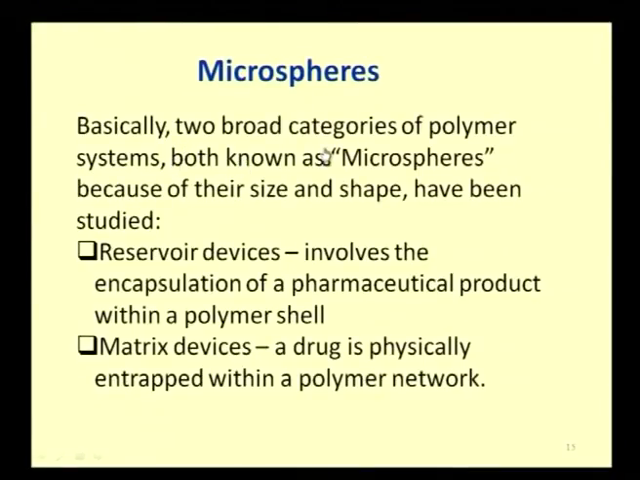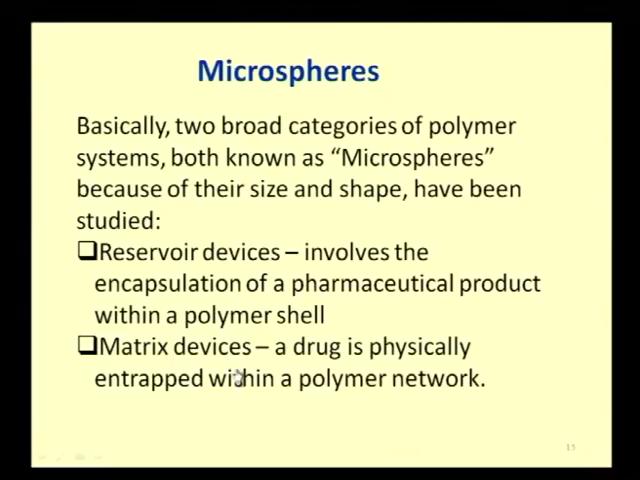What are microspheres? Basically, two broad categories of polymer systems are being used generally, and such systems you call microspheres. This is based on their size and shape, have been studied very extensively, and especially based on the dimension, that is size and shape, microspheres can be of two types. One is called the reservoir devices, the other one is called the matrix devices.